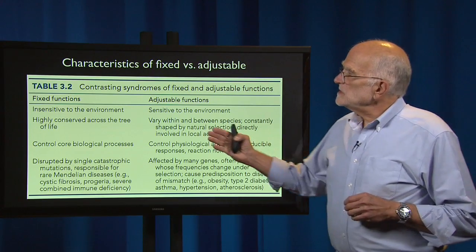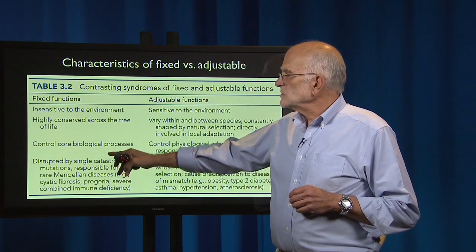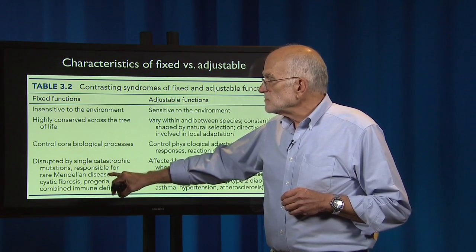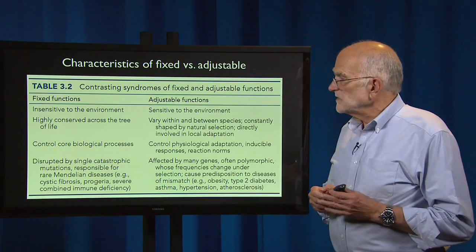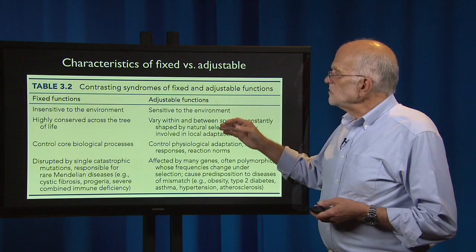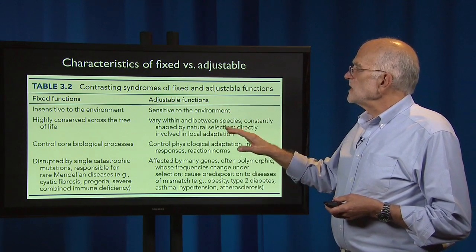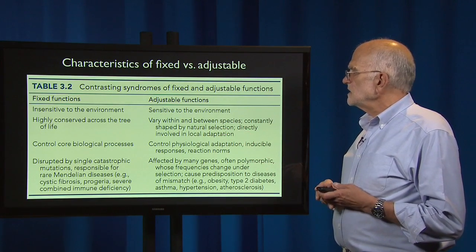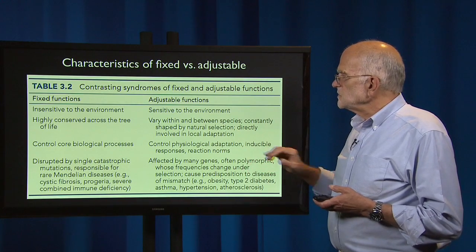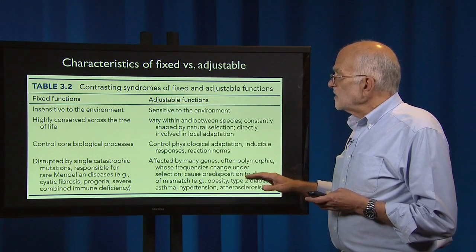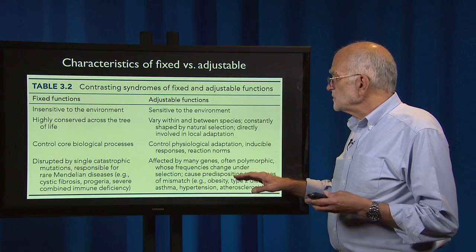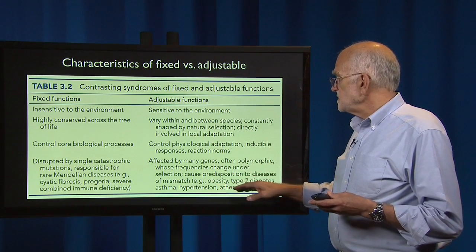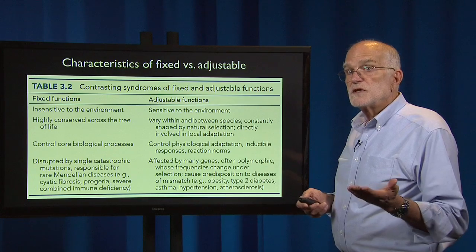Fixed functions are insensitive to the environment, highly conserved, control core biological processes, and are disrupted by single catastrophic mutations. They are responsible for rare Mendelian diseases such as cystic fibrosis or progeria. Adjustable functions are sensitive to the environment. They vary within and between species. They're constantly shaped by natural selection. They're directly involved in local adaptation. They control physiological adaptation, inducible responses, and reaction norms. They are affected by many genes, often polymorphic, whose frequencies change under selection. They cause predisposition to diseases of mismatch, such as obesity, type 2 diabetes, asthma, hypertension, and so forth.